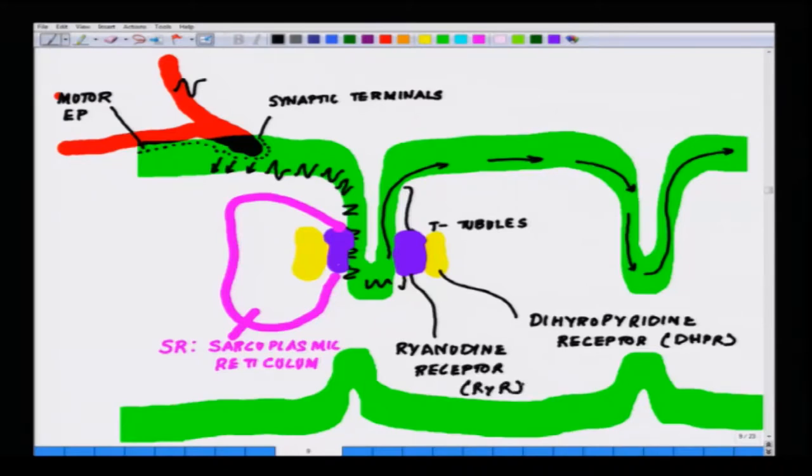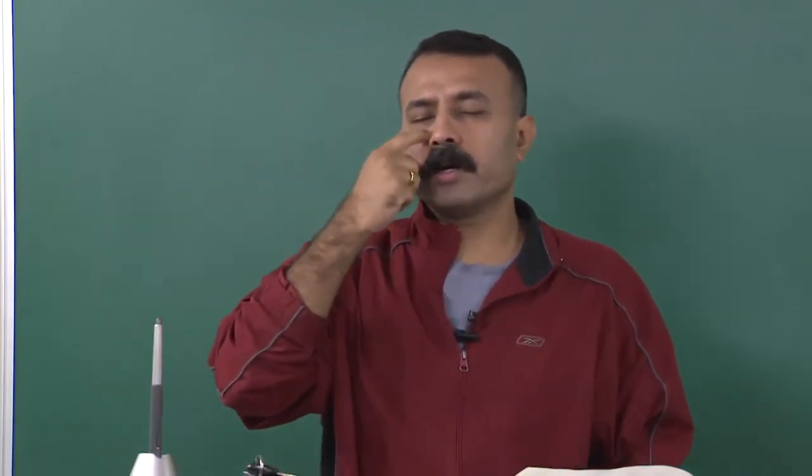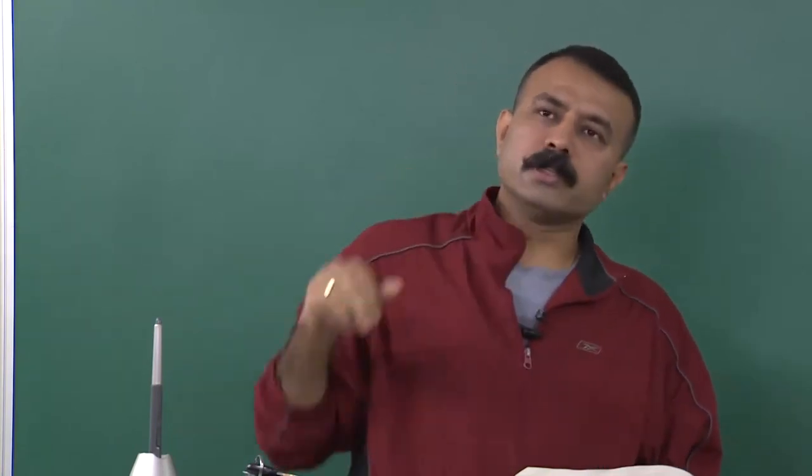Okay. So, essentially what happens is that as soon as either one of them senses, it is not really clear which one senses what, it is still at the molecular detail level and not clearly known. One of them senses the electrical depolarization, and the depolarization is this.